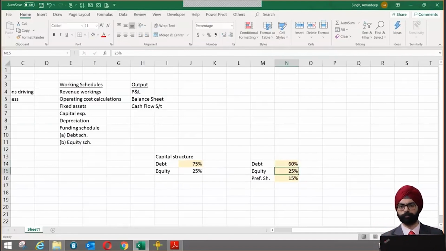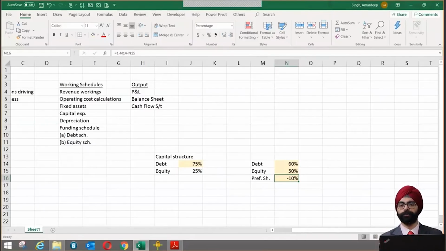So now this equation seems to be working fine. However, there could be a small issue in this. Let's say just by mistake, the user enters 50% for equity. Now what's going to happen in that case? 60% debt, 50% equity means preference shares will turn to be minus 10%. Now this is actually a problem.